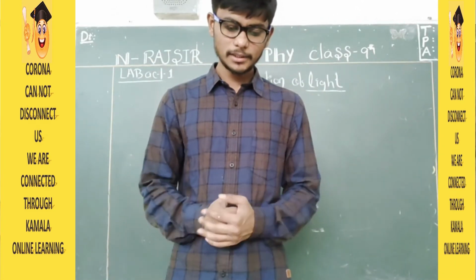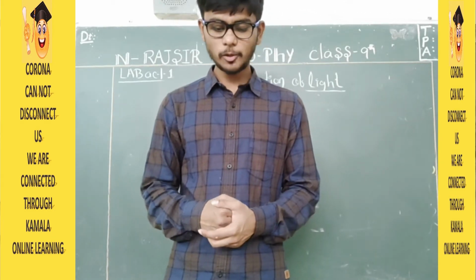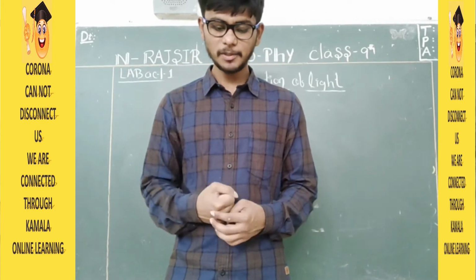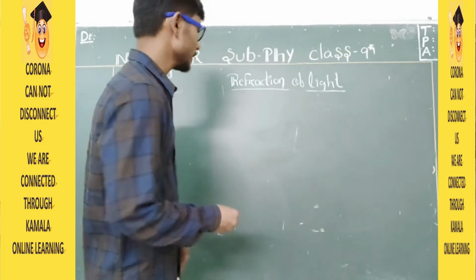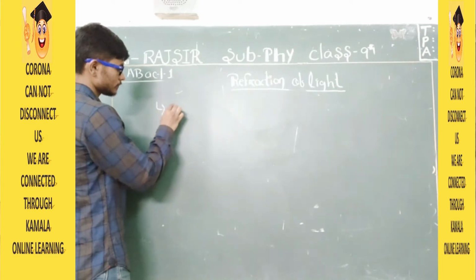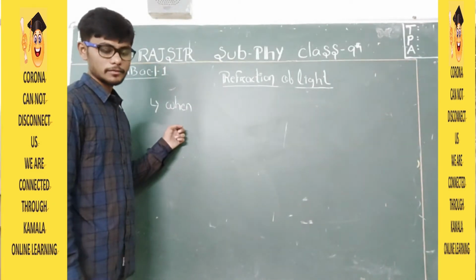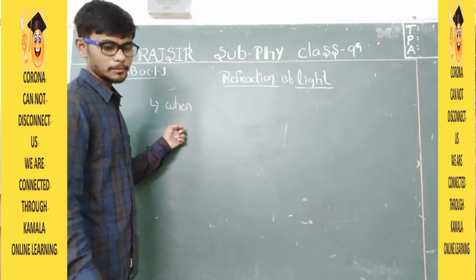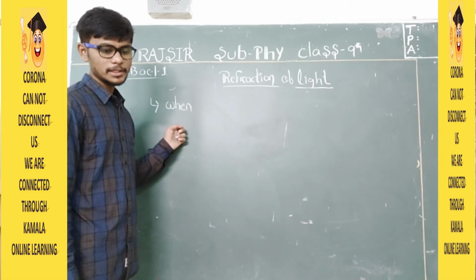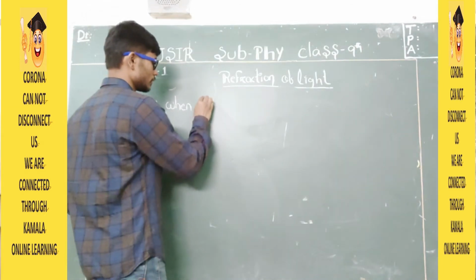Now we need to cover some important lines. I hope you will note it down. When light passes from one medium to another medium, the change in speed of light is called refraction of light. So the definition for refraction is, students, please note this down. When light passes from one medium to another medium, the change in speed of light is called refraction of light.